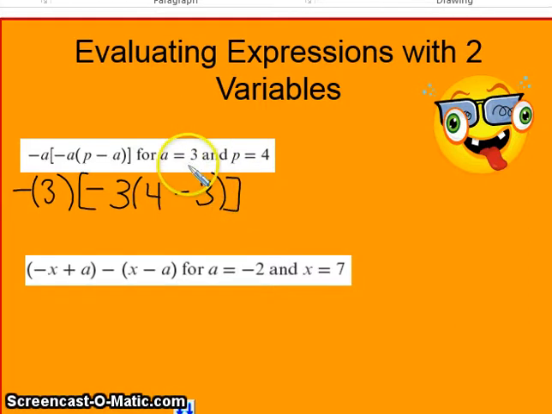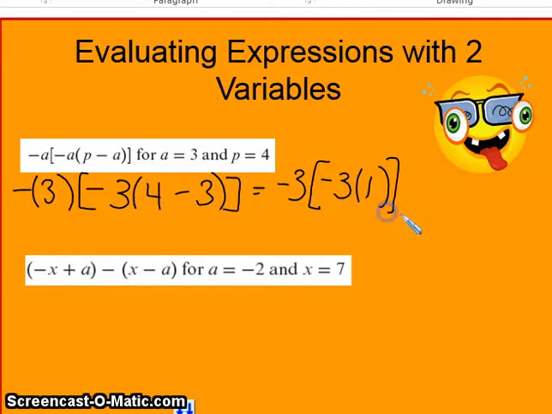Once we've plugged in the numbers for the given values of the variables, all we have to do is use the order of operations to simplify. So we'll start with parentheses, and we always do the grouping symbols the furthest inside. So these parentheses are inside the bracket, so I'm going to do 4 minus 3 first. I still have my negative 3 on the outside, my bracket, negative 3 times, and 4 minus 3 is 1.